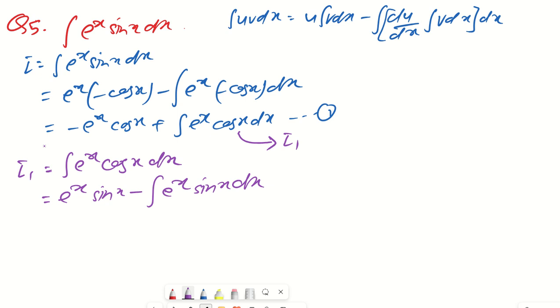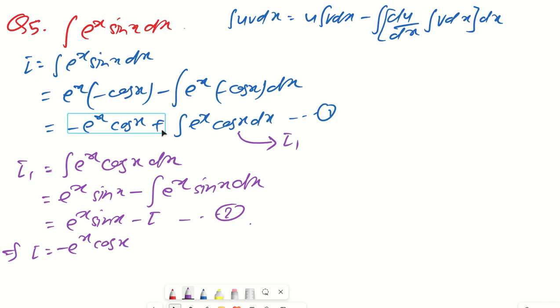So I1 is going to be e to the power x sin x minus I. This is, let us say, equation number 2. Now by putting the value of equation number 2 in equation number 1, we can get the value of I. From equation number 1 we get I equal to minus e to the power x cos x, plus I1. So I1 is nothing but this whole term.